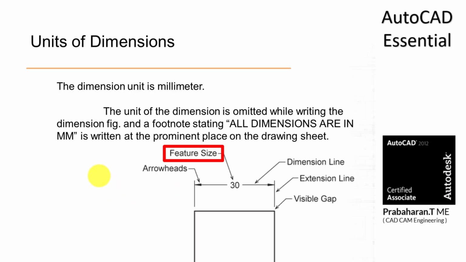Okay, next is unit of dimension. In our engineering practice, we will mark only the object size, or we will say only the feature size. Here we will not put any measurement units, for example millimeter or centimeter, inches. Instead of that, we will write at the bottom of the drawing as a footnote: all dimensions are in millimeter, or all dimensions are in centimeter. So we should not write any units along with the dimension text, or feature size. So these are the basic features we should understand.